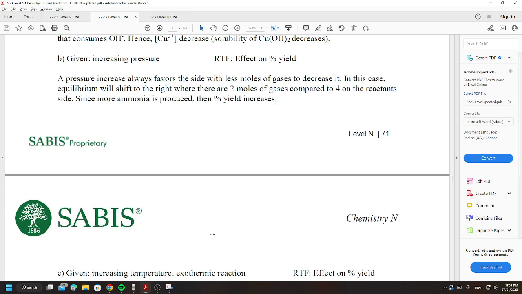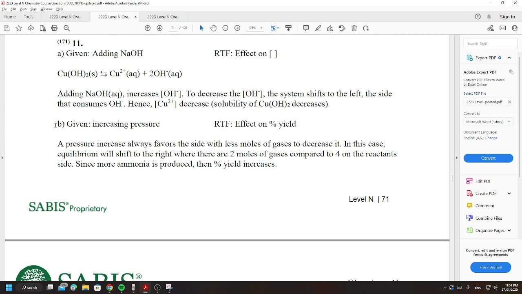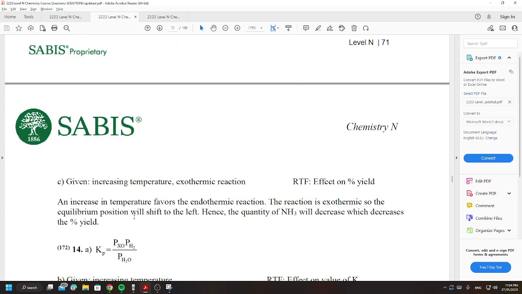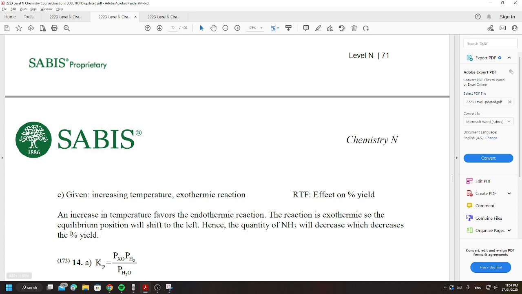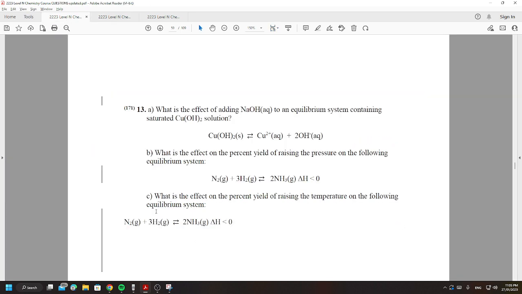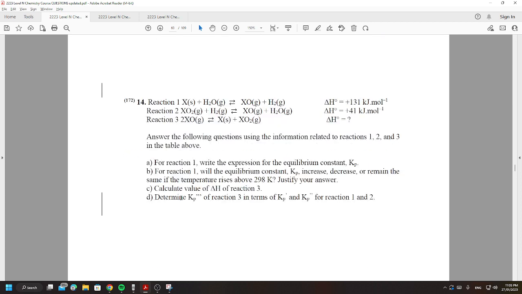Percentage. Oh, oh! I got a heart attack when I saw increases and I realized it's part B. Okay. Which decreases the percentage yield? Halas, easy. Next. Two more questions. Yay.